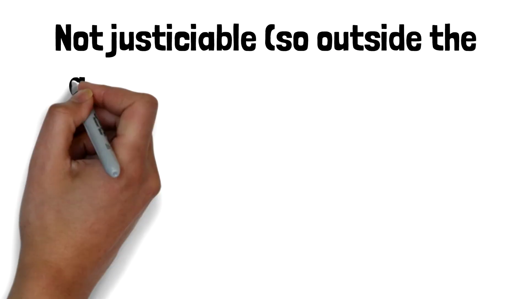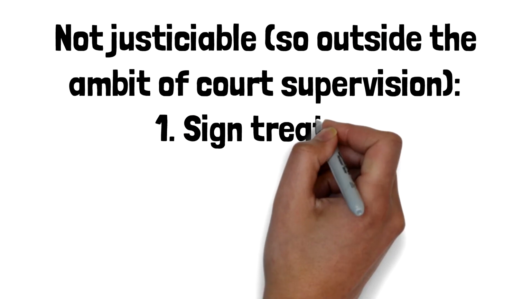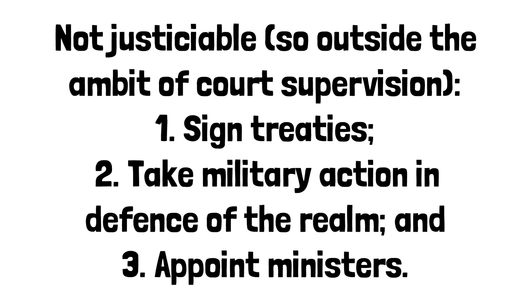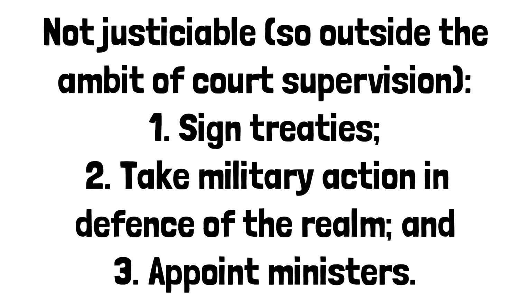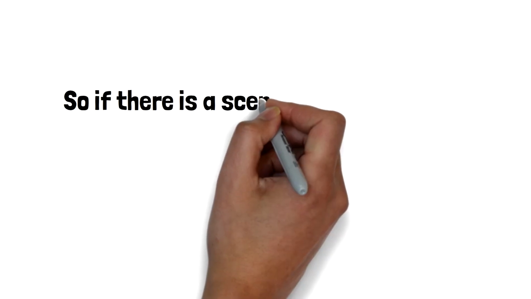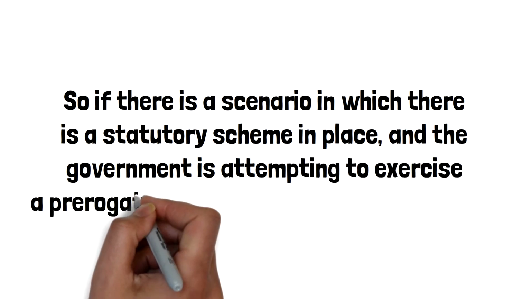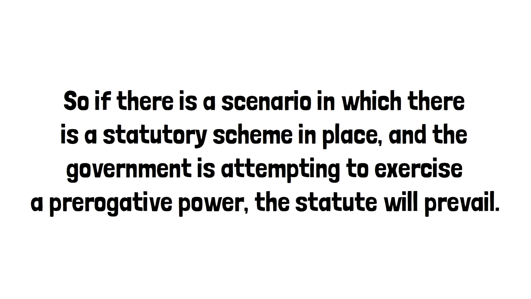So there are various royal prerogative powers which are not justiciable, so outside the ambit of court supervision, including those to sign treaties, take military action in defence of the realm, and appoint ministers. It's important to remember for the SQE that where there's an overlap or conflict between a prerogative power and a statute, the statute prevails. So if there's a scenario in which there is a statutory scheme in place and the government is attempting to exercise a prerogative power, the statute will prevail. Statute law cannot be altered by use of the prerogative.